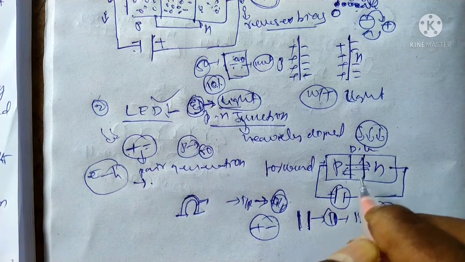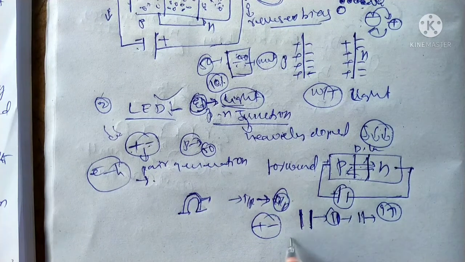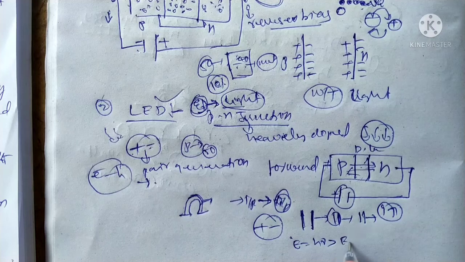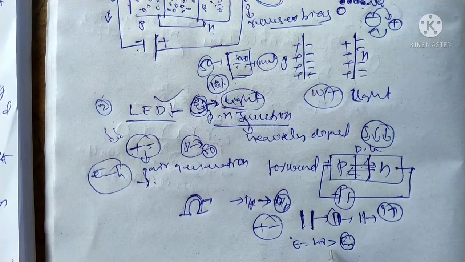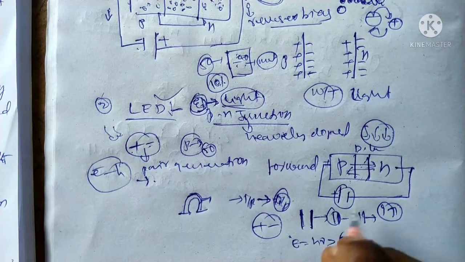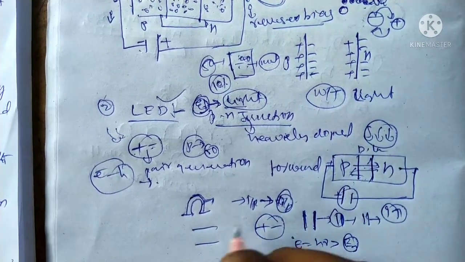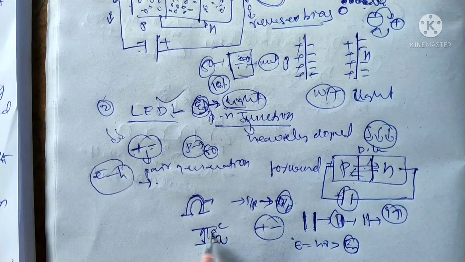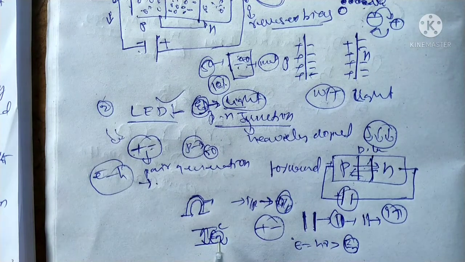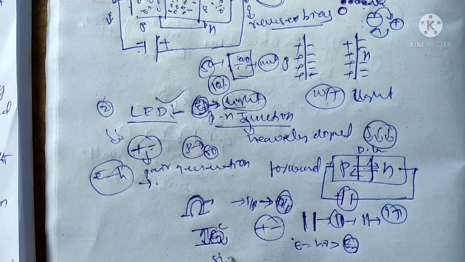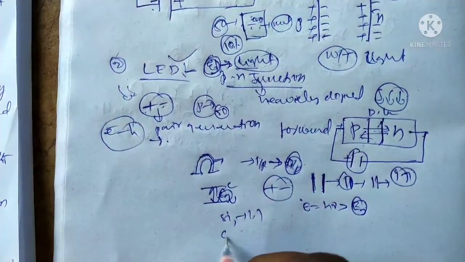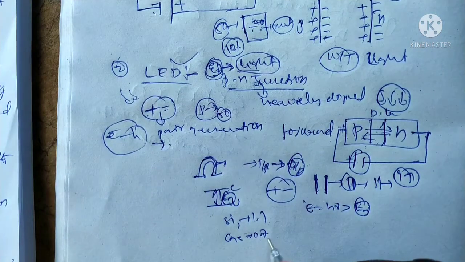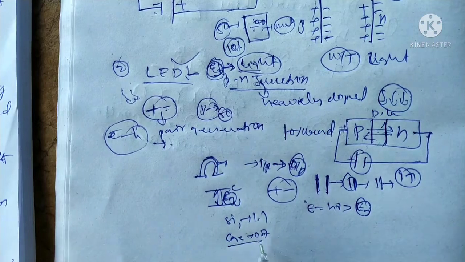This occurs when the incident photon energy, h nu, is greater than the band gap. The energy gap is nothing but the distance between the valence band and the conduction band. This is the band gap or energy band gap. Different materials have different energy gaps. Silicon has 1.1, germanium has 0.7.